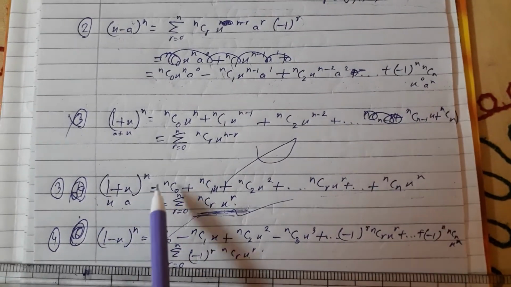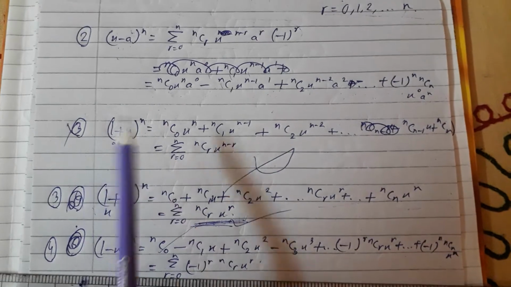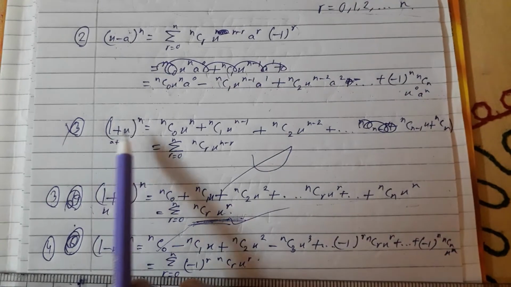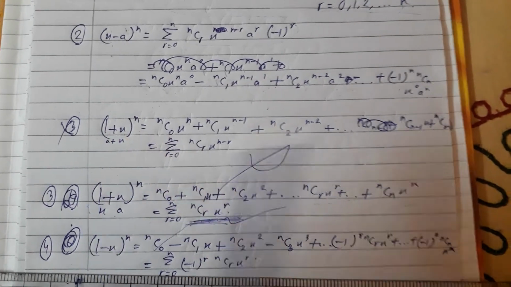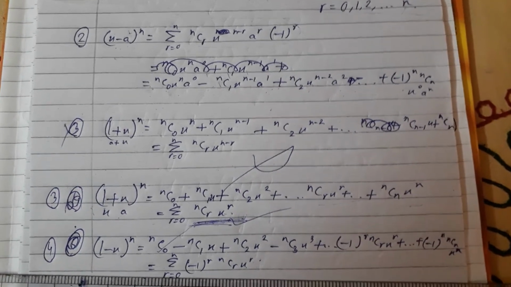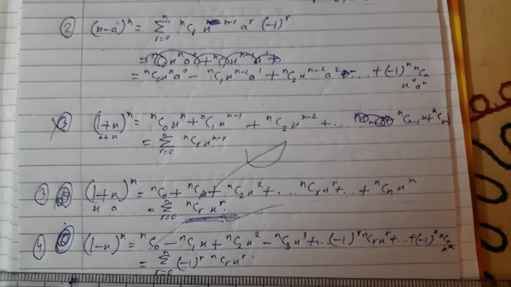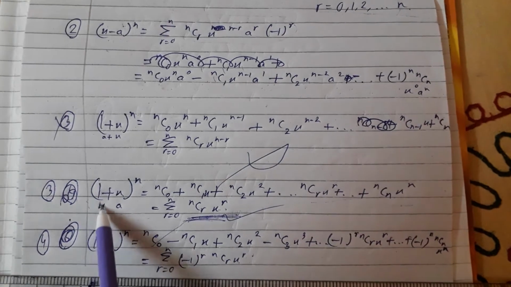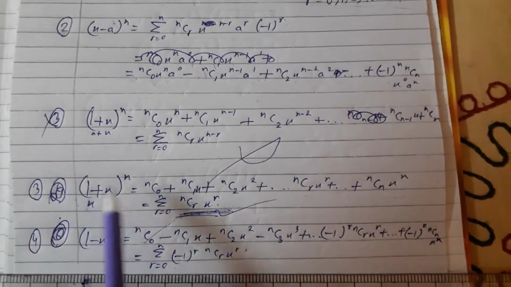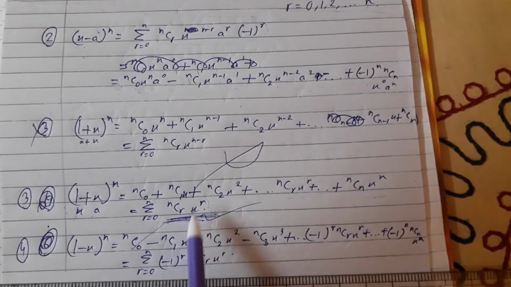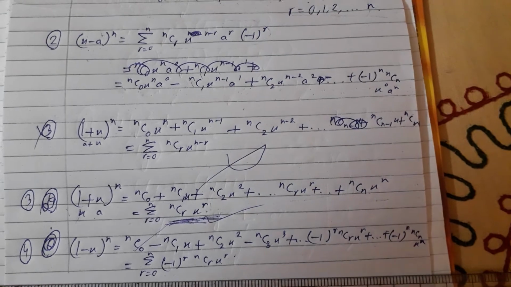See, the third one, (1 + x)^n. We cannot take it as x as x and 1 as a. Why? Because if we take x as x and 1 as a, then we'll get the expansion in the descending powers of x, but we need the expansion in the ascending powers of x. So for that we have to take x as 1 and a as x, then we will get summation nCr x^r.